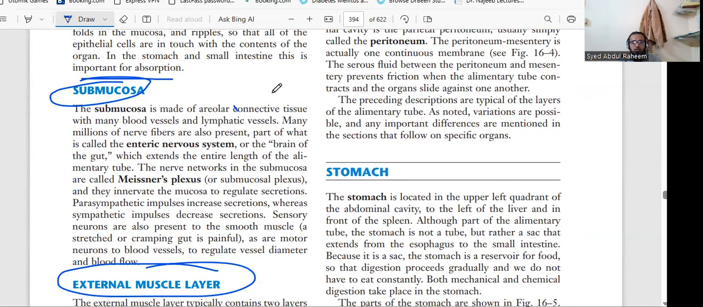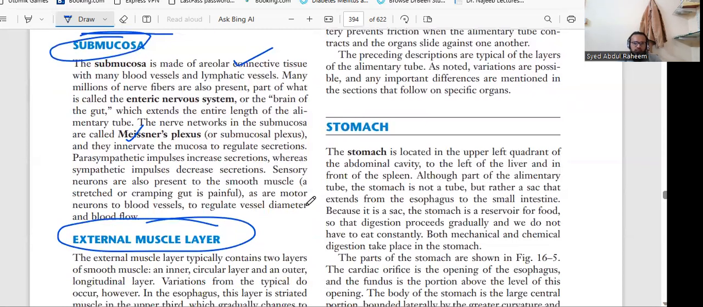Submucosa is made up of areolar connective tissue with many blood vessels and lymphatic vessels. Many millions of nerve fibers are also present. This is called the enteric nervous system, the brain of the gut, which extends the entire length of the alimentary tube. The nerve networks in the submucosa are called the submucosal plexus, and they innervate the mucosa to regulate secretions.